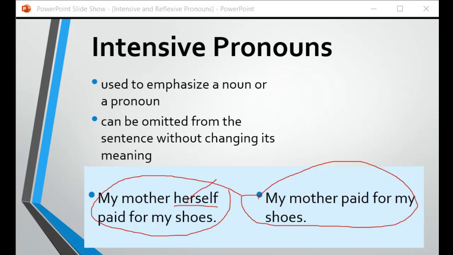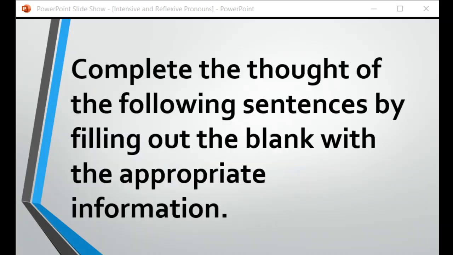Do you have any questions? I hope that you have learned all the things that we have to know about the reflexive and intensive pronouns. And now it's time for us to have our practice. So this time, all you have to do is complete the thought of the following sentences by filling out the blank with the appropriate information. Are you ready? Let's start.